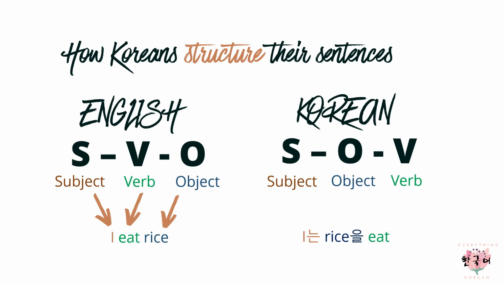And notice here that I already added the particles. So we have to add nun if it's the subject, and since I in the Korean language ends in a vowel, we have to add nun. And our object is rice, which in the Korean language ends in a consonant, so we have to add ul. So we say 나는 밥을 먹다.